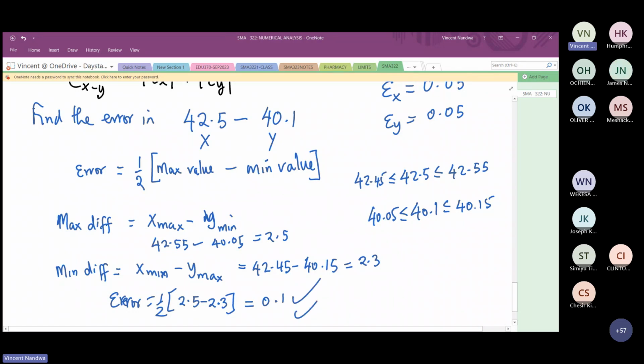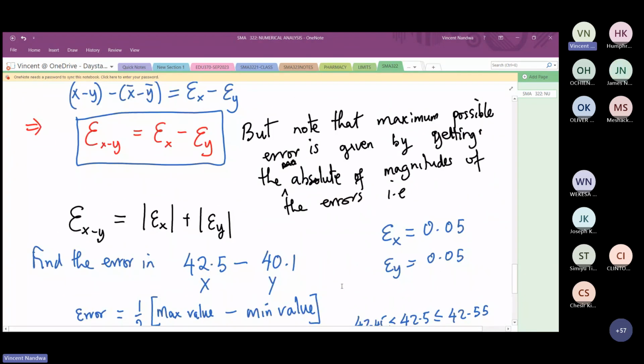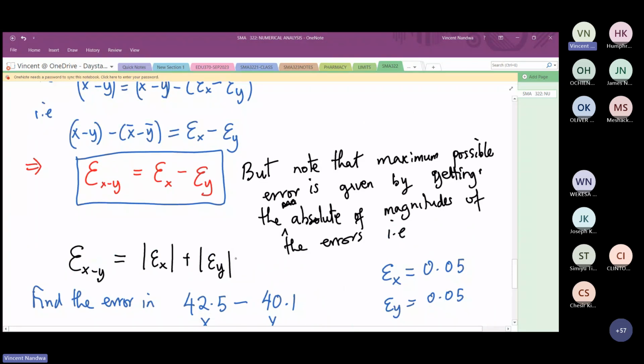And you should see that this actually agrees with what we are saying here, that the error here is given by magnitude of error in x plus magnitude of error in y. So note that in the derivation, yes, this will come out, but when you are defining the errors, know that these quantities must be positive.